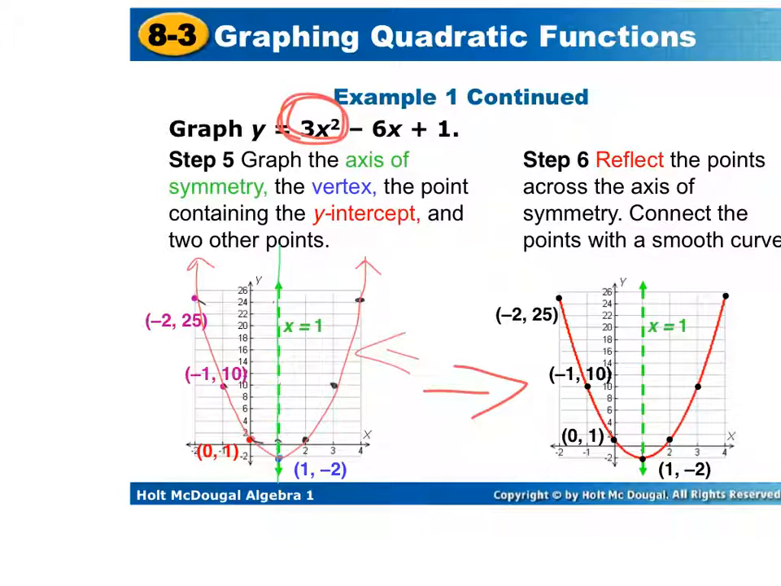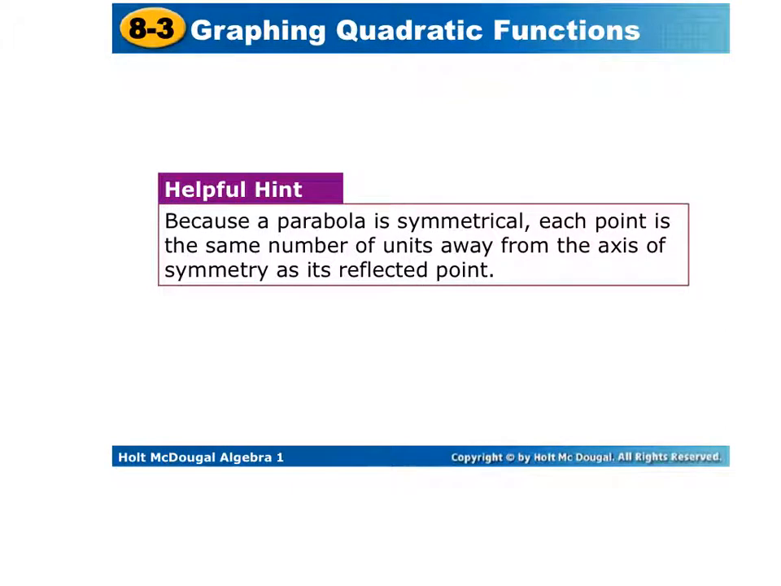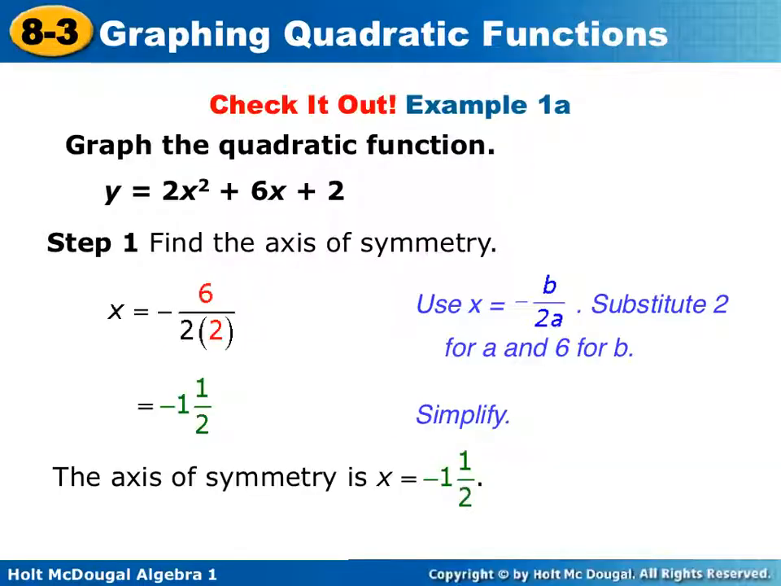Let's do another example. Now, notice here's the helpful hint. Because your parabola is symmetrical, each point is the same number of units away from the axis of symmetry. So it's like a reflection, like a mirrored image. That's why we can do this to get some more points on our graph.